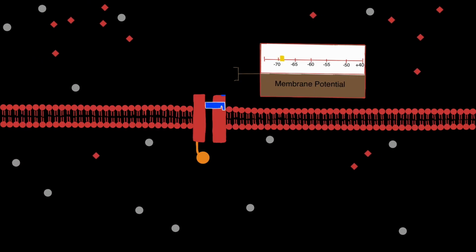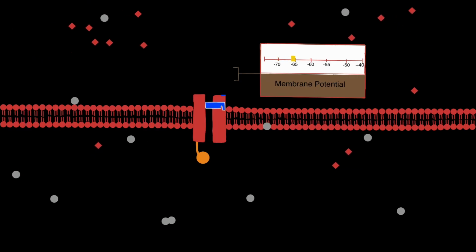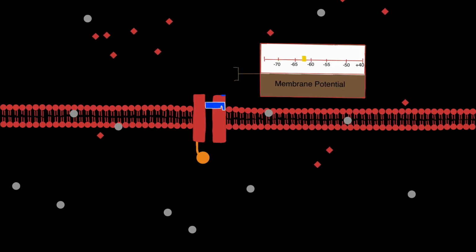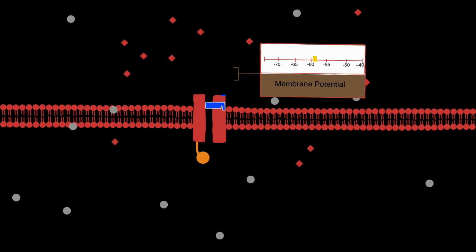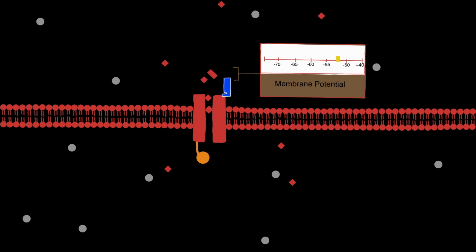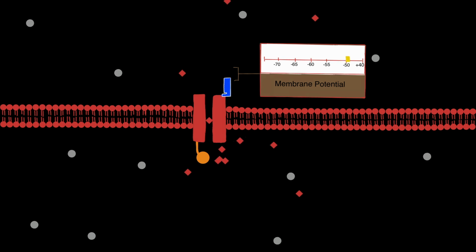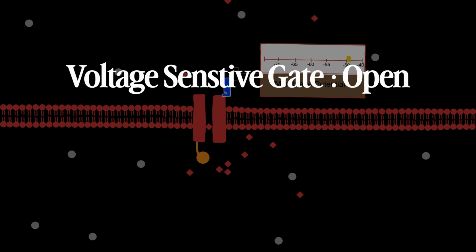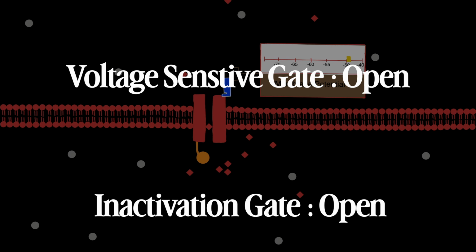As the concentration of sodium ions around the channel increases, we see a rise in membrane potential. Once a threshold is reached, which for sodium channels is negative 55 millivolts, the voltage-sensitive gate opens, leading to sodium ions flooding into the cell. In the open state, the voltage-sensitive gate and the inactivation gate are both open.